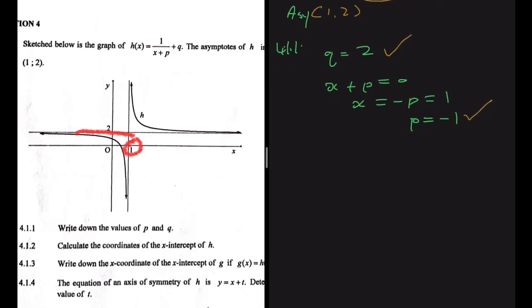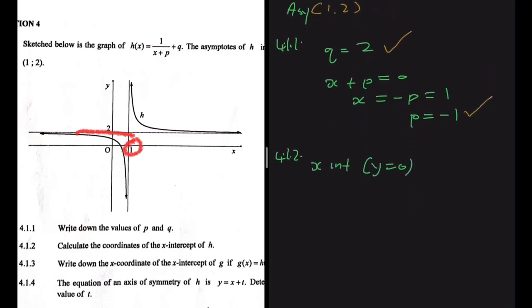Let's do 4.1.2. So 4.1.2 is saying that let's calculate the coordinates of the x-intercept of h. So as soon as I hear x-intercept, I'm letting y be equals to 0, right? So from h of x, I'm going to put 0, and then we have 1 divided by x minus 1 plus 2, right?